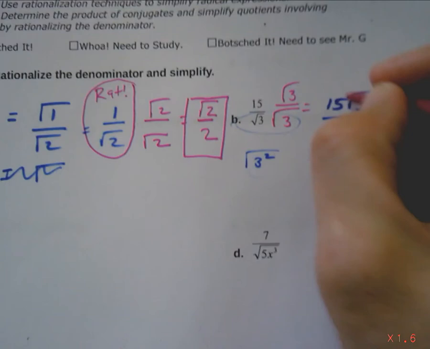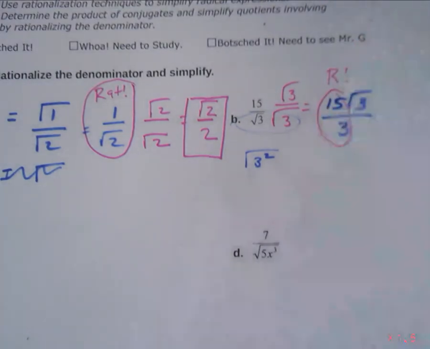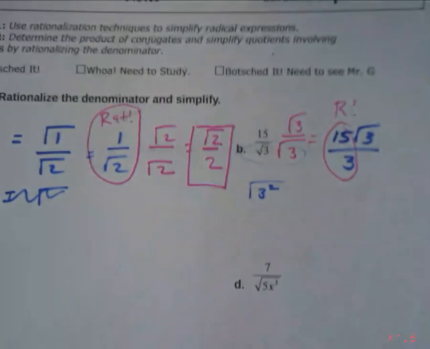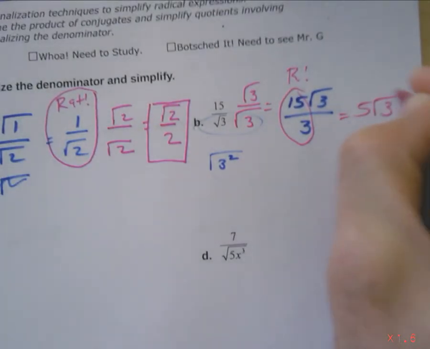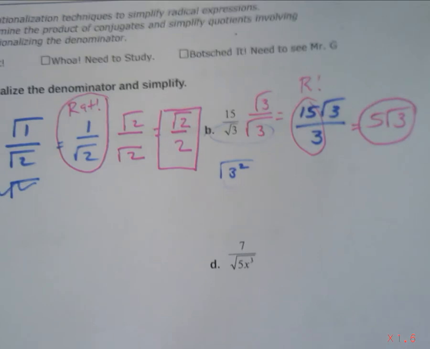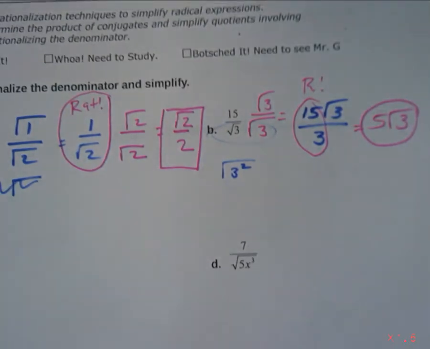Yeah, we can reduce here. We can reduce that. So 15 divided by 3 we know is 5, and then root 3. So the final answer is 5 root 3.